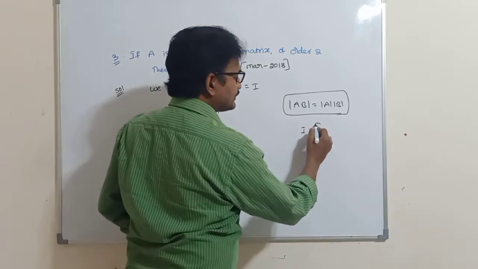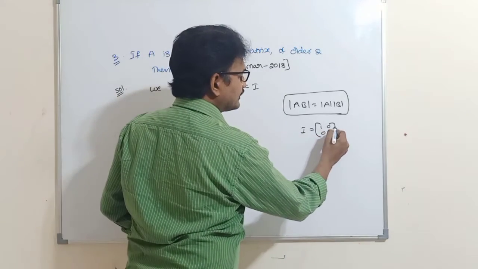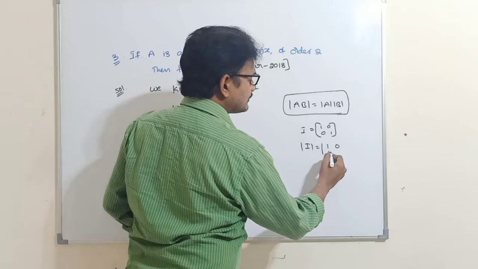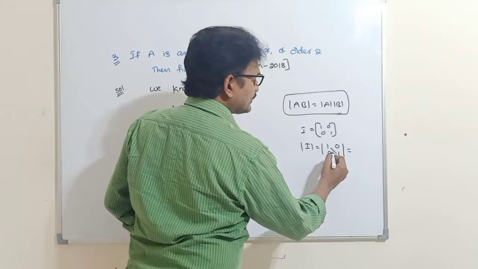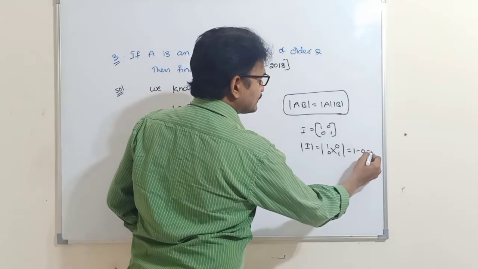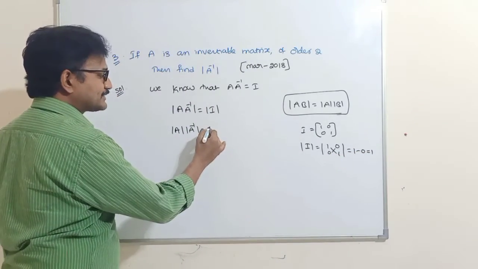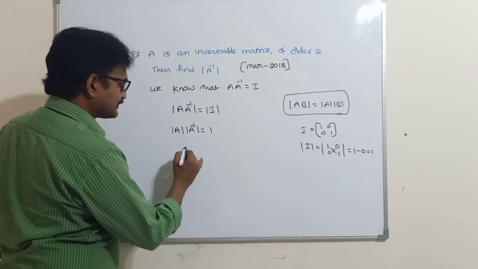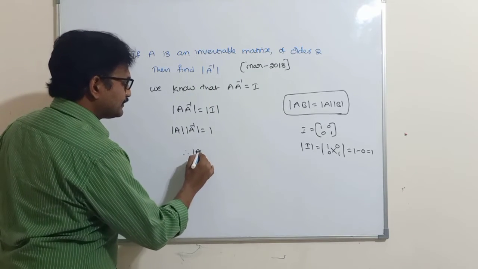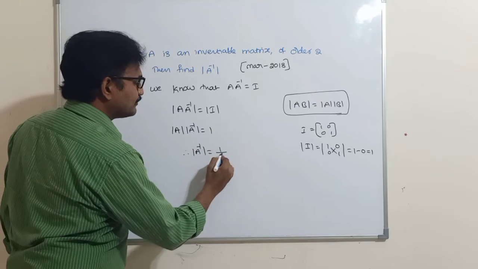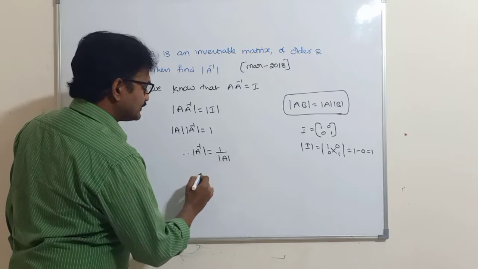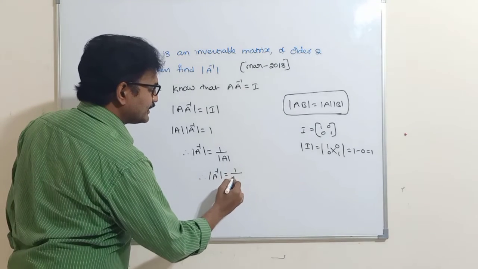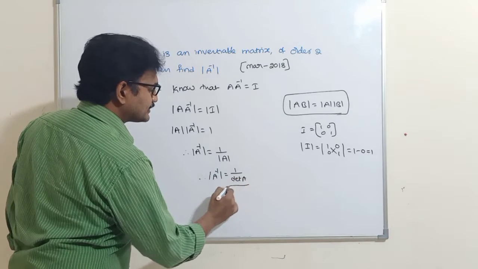So identity matrix means |1 0; 0 1|. If you find the det for this matrix, then how much will we get? 1 into 1 is 1 minus 0. So delta of identity matrix is 1. So we want here delta of A inverse. Therefore delta of A inverse is equal to 1 by det A. So therefore delta of A inverse is equal to 1 by det A is the answer.